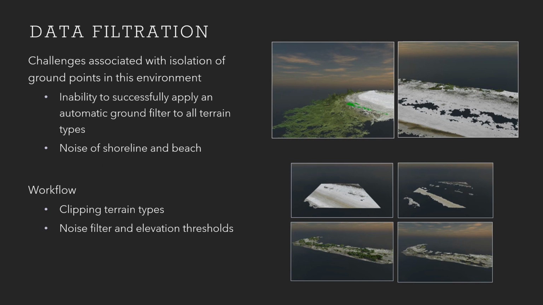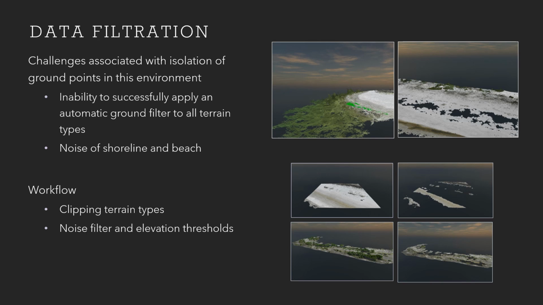And then the next step would be to import the point clouds into GlobalMapper to be filtered. So these are the point clouds that are generated from using structure from motion with those overlapping images taken with the UAS. And there are a lot of challenges associated with isolating ground points in this particular environment. And the biggest challenge I encountered was there's just really no way to change parameter values to get the automatic ground filter to work well for the entirety of the scene.